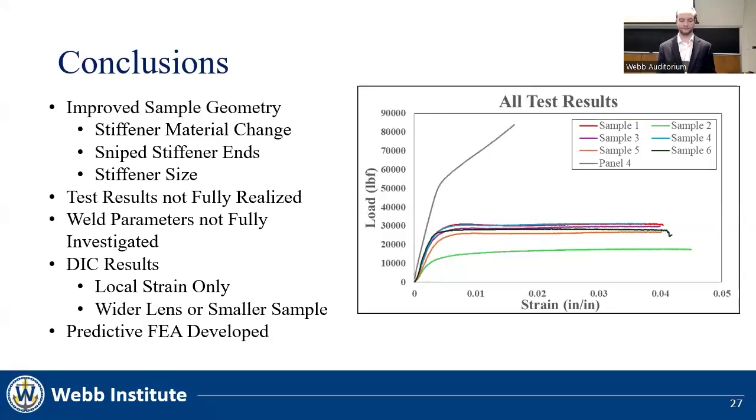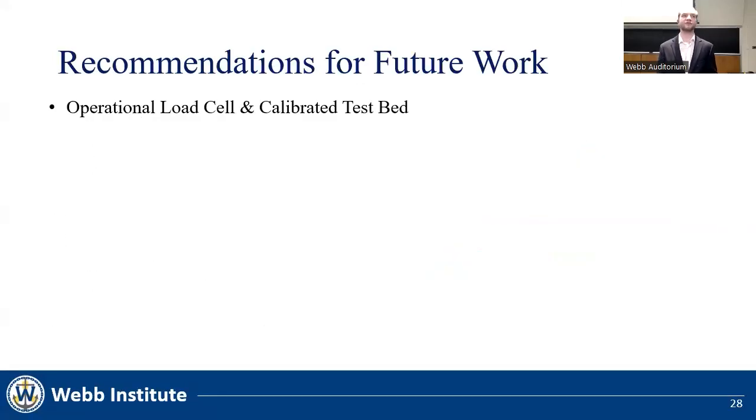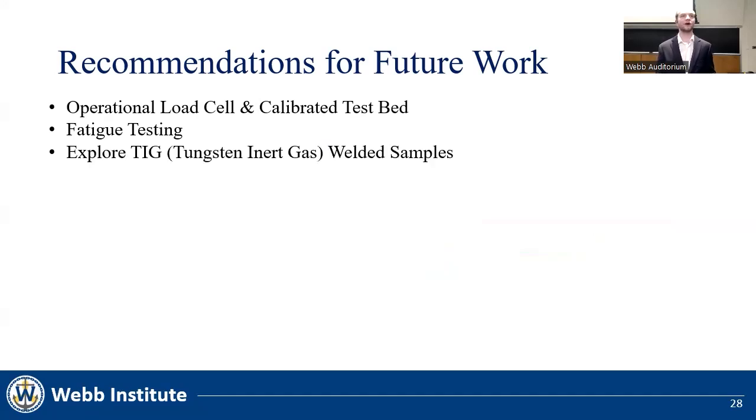For recommendations for future work, performing testing with an operational load cell testbed would allow for the weld parameters to be investigated. Additionally, fatigue testing could be performed, which is more realistic of a ship's structure over its lifetime. Samples that are TIG welded rather than MIG welded require more heat, so the heat-affected zone performance in regards to weld method could be compared. And finally, the impact of the stiffener being 5086 rather than 6061 could be explored.